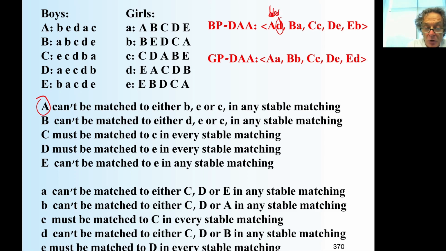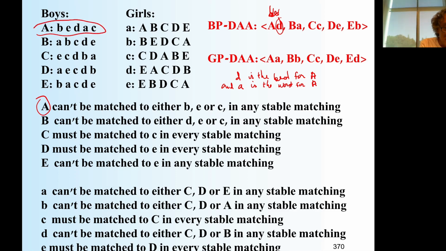And let's go now where the girl is proposing. A gets A, but when the girl is proposing, boys get the worst they can get. So if you like, D is the best for A, and A is the worst for A. What do we conclude? So we look at A, look here. D is the best, A is the worst.